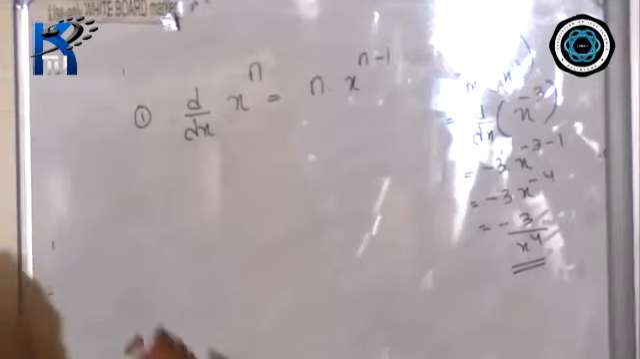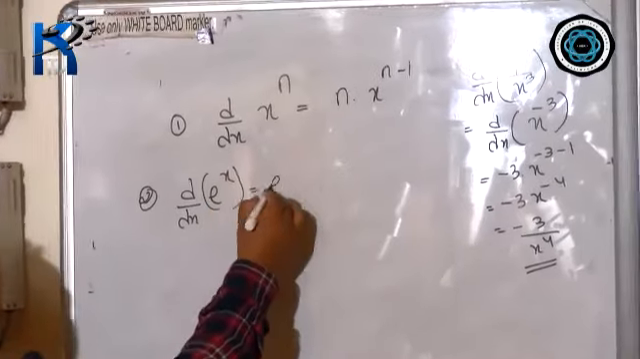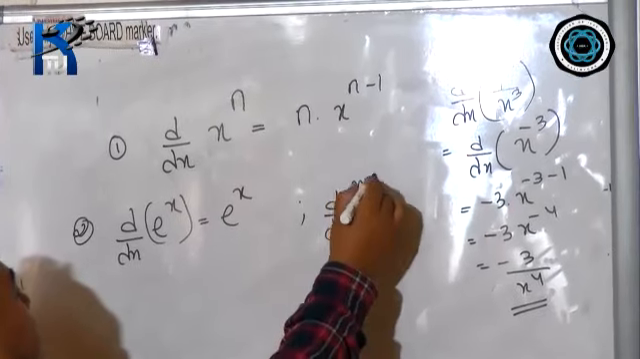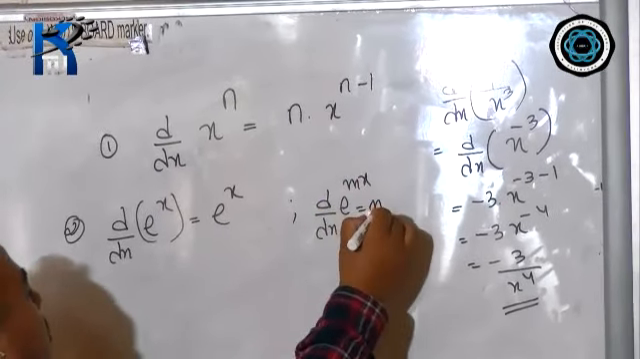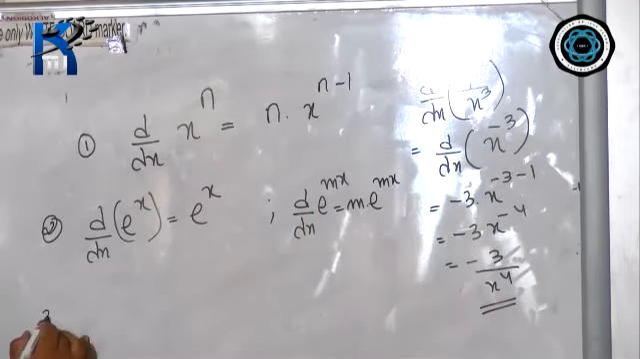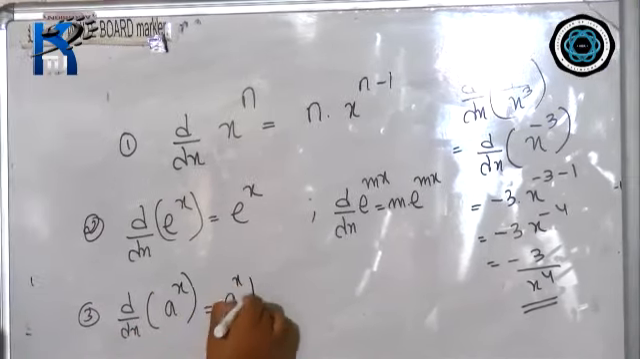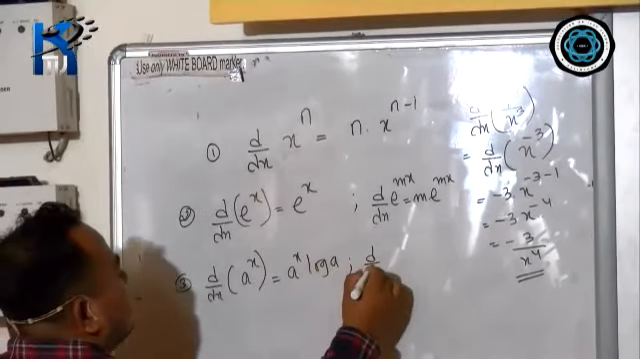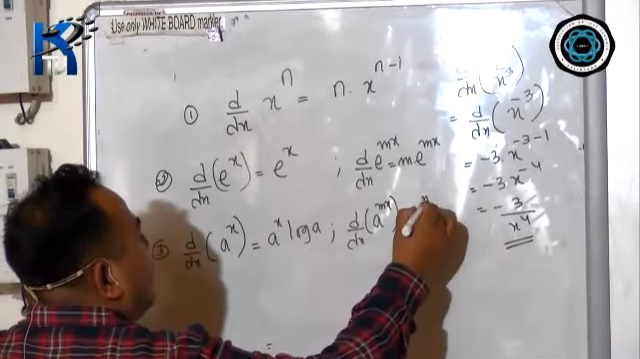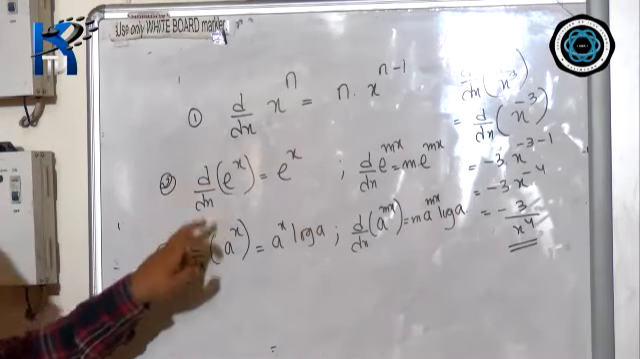The second formula, d by dx of e to the power x, exponential, it's e to the power x only. D by dx of e to the power mx, if m is a constant, the constant comes in front, m dot e to the power mx. The third formula, d by dx of a to the power x, it's a to the power x log a, and d by dx of a to the power mx is going to be m dot a to the power mx into log a. So please see the difference between these three formulas.